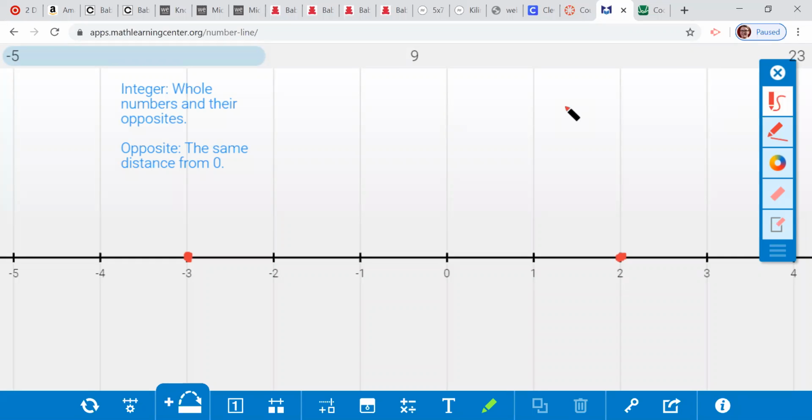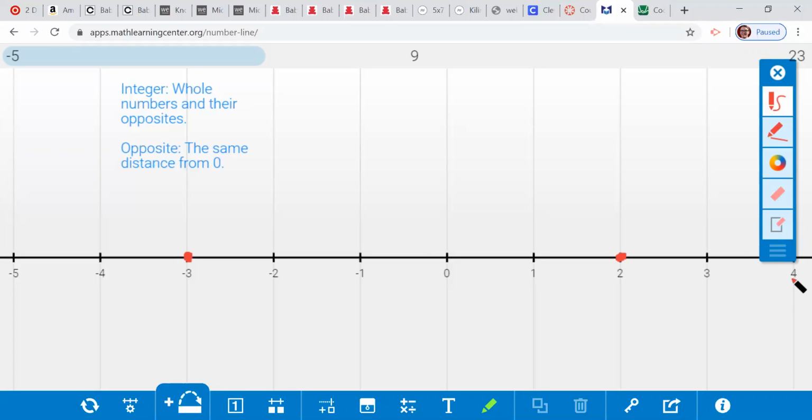So an integer is not all positive and negative numbers. Instead, it's all whole numbers and their opposites. So you can see here on my number line, I have my middle point graphed as our 0. From there, moving to the right, you will see our positive integers, 1, 2, 3, and 4. Integers are whole numbers and their opposites.